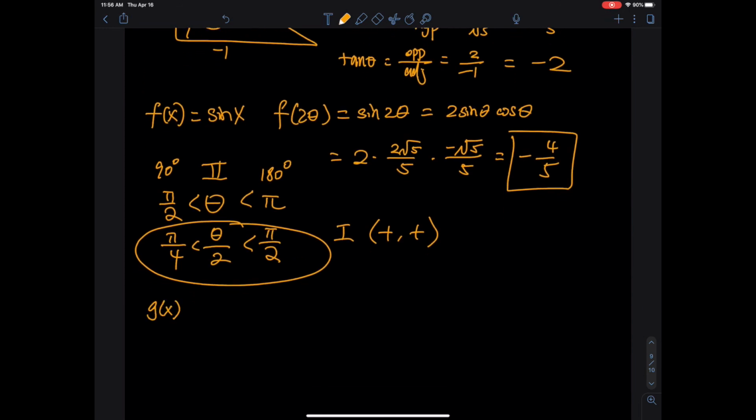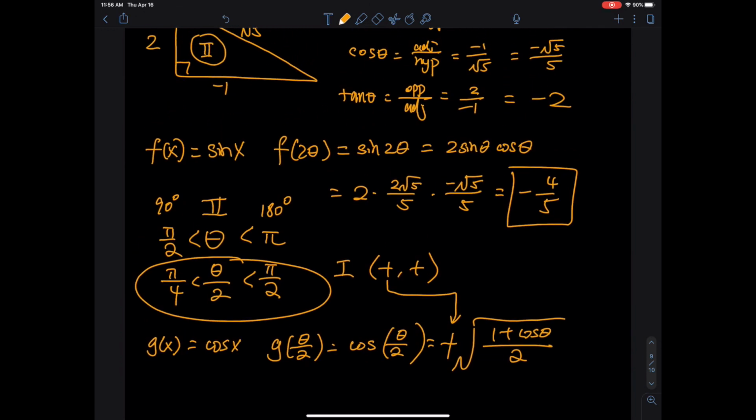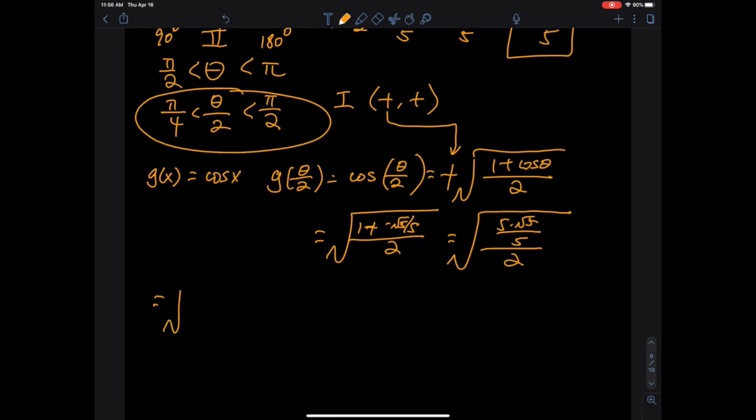So g of x equals cosine x, and then we have g of theta divided by 2. So that is cosine theta divided by 2, and then you take the plus, because in quadrant 1, x is positive. You have the square root of 1 plus cosine of theta, divided by 2, and then you plug in the cosine. The cosine is right there. So that is 1 plus negative root 5 divided by 5, over 2. And then you have 5 minus root 5 divided by 5, over 2. So you have a 10 in here. So you have 5 minus root 5 divided by 10.